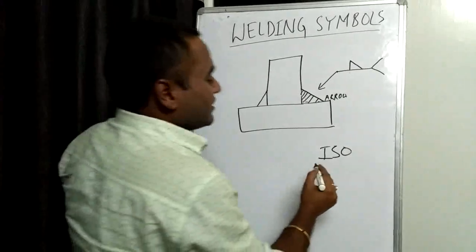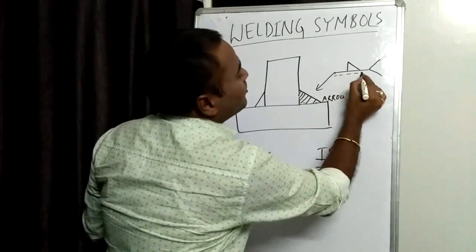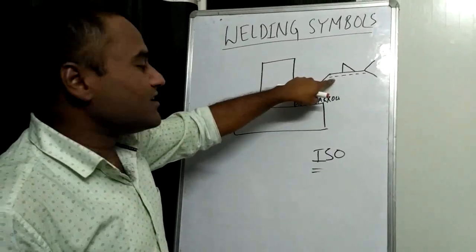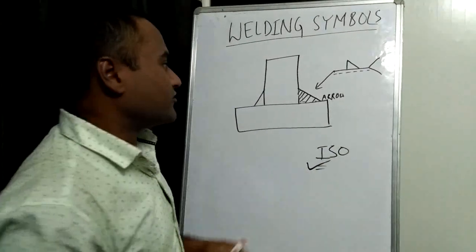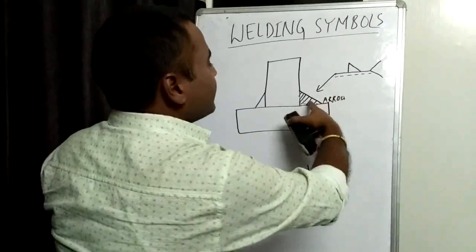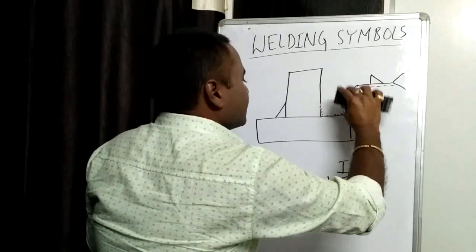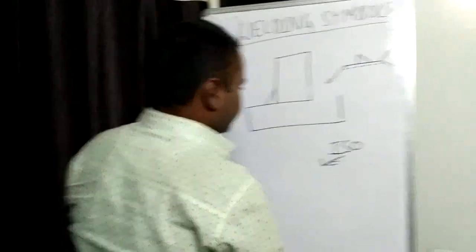And one more thing, in ISO, we have to show a dotted line also below the reference line. A dotted line has to be provided below the reference line in the case of ISO, not in the case of AWS. Now this is our arrow side. Suppose we have to weld on the other side, then how to present that symbol? How to write that symbol?